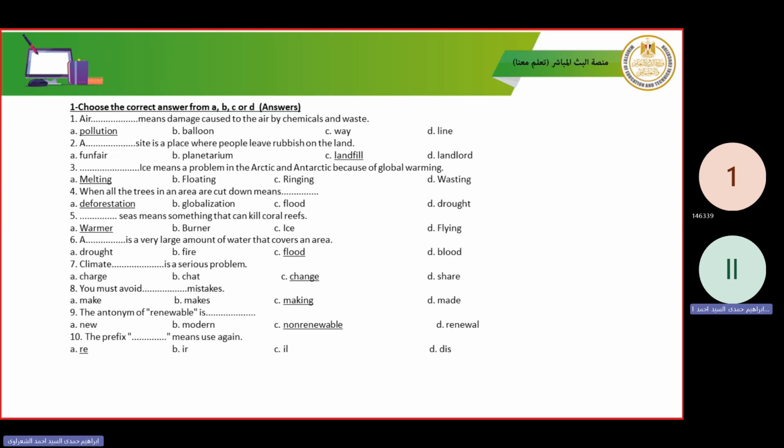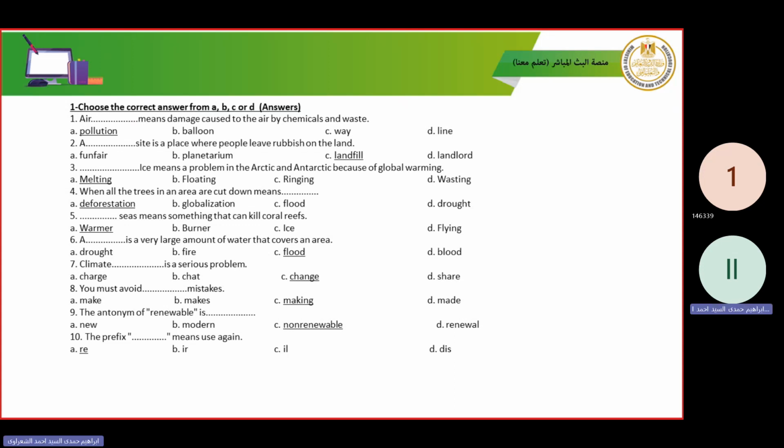Number 8, you must avoid the verb avoid. Of course, I put this question in this exercise just to prepare you, and this is part of our language points: verbs that are followed by to infinitive and verbs that are followed by gerund or verb-ing. Avoid is one of the verbs that are followed by gerund. So the answer here will be: you must avoid making mistakes. Number 9, the antonym or the opposite of renewable is, of course, non-renewable.